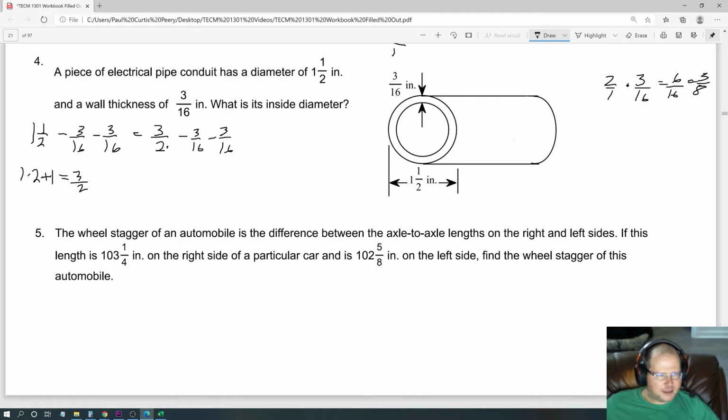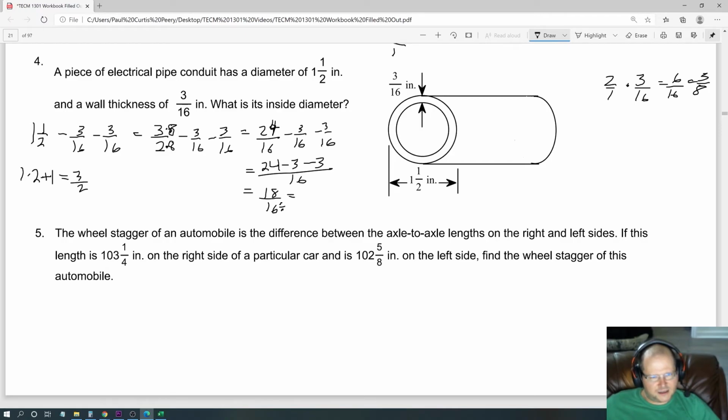Okay, now we need to find the least common denominator, so what I'm going to do is multiply that by 8 and that by 8. And what that will give me is 24 over 16 minus 3/16 minus 3/16. Because now we have like fractions, they all have the same denominator of 16, now we can subtract their numerators. So 24 minus 3 is 21. 21 minus 3 is 18. 18 over 16. We can divide both of these by 2, and that gives me 9 over 8.